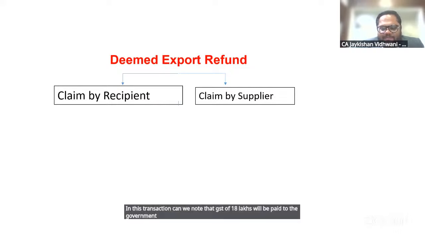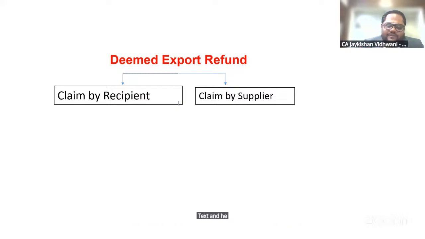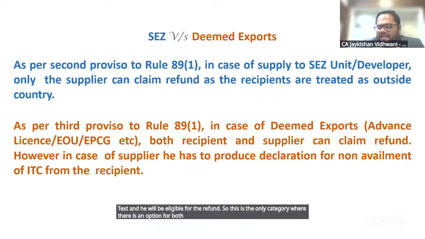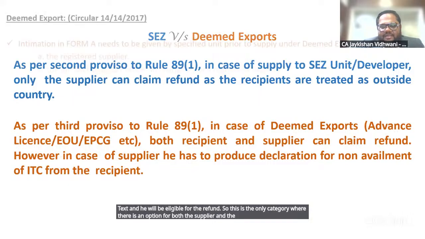In this transaction, kindly note that GST of 18 lakhs will be paid to the government. Either one will get the refund. So 18% will be paid by the supplier, and if he receives only the basic amount, then effectively he has borne the burden of tax and he will be eligible for the refund. So this is the only category where there is an option for both the supplier and the recipient to claim the refund.